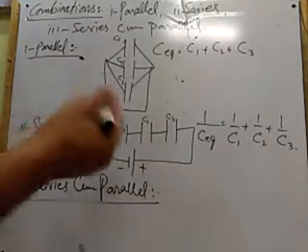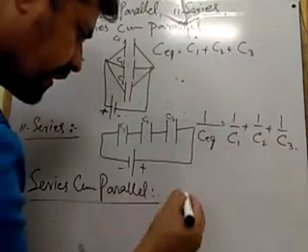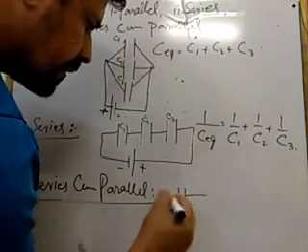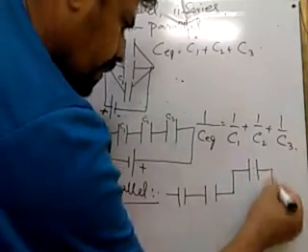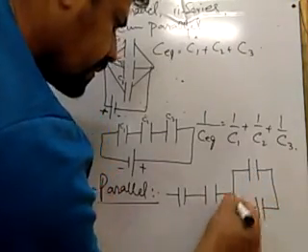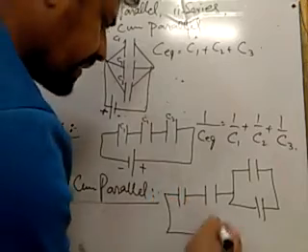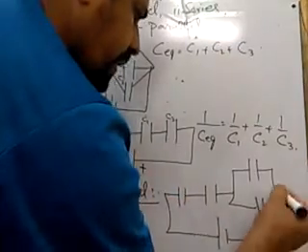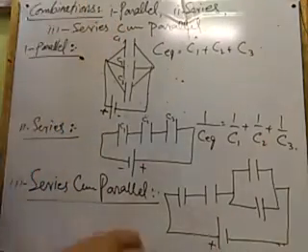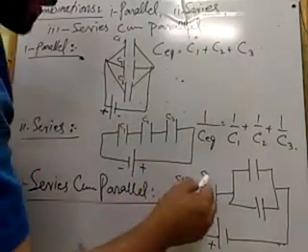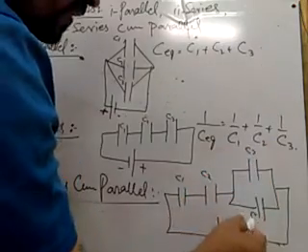For example, we have four capacitors like this, again like this, and finally they are connected to the battery, the power supply, like this. This is the battery power supply. This is C1, this is C2, this is C3 and C4.